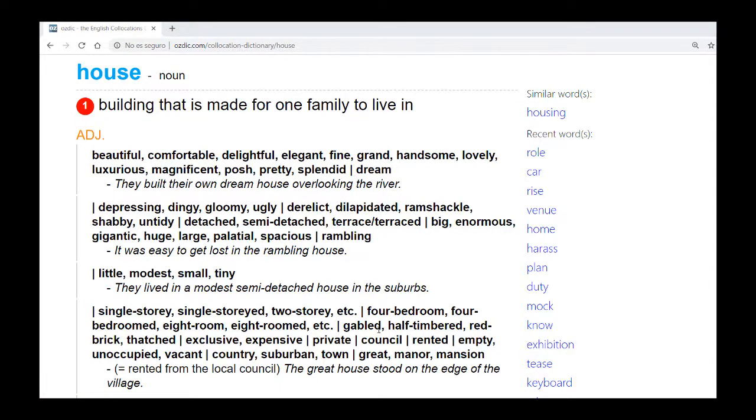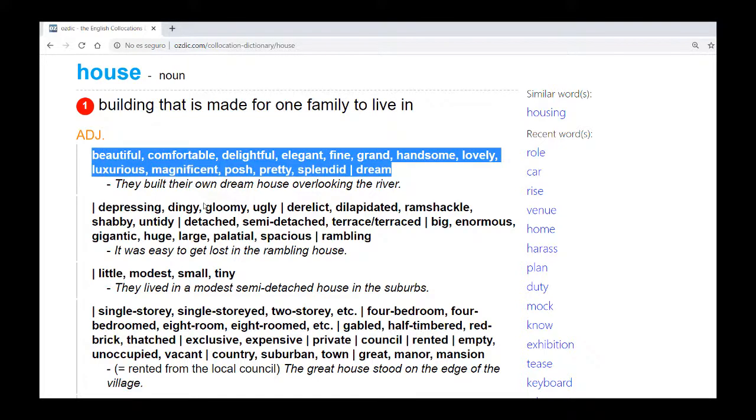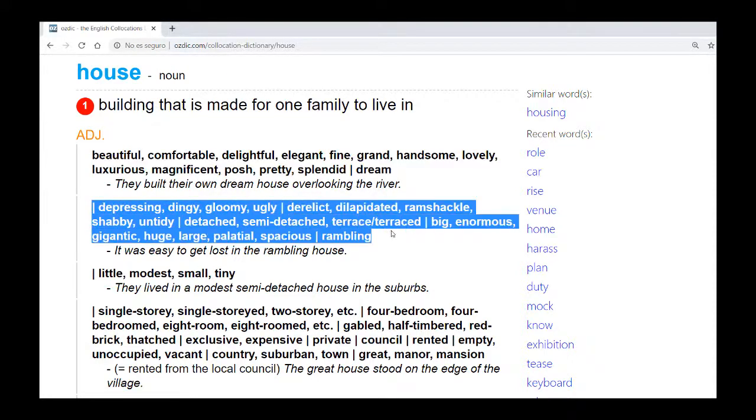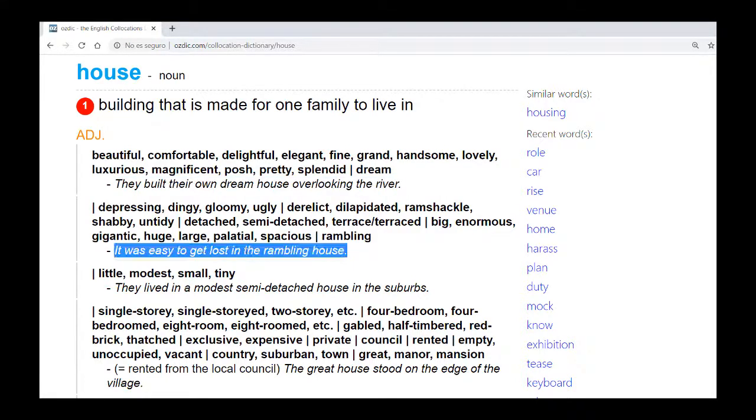As you could see, a collocations dictionary is a very useful tool. It helps you understand the way that different words are combined in a natural way, and it also provides you with very good examples for you to study.